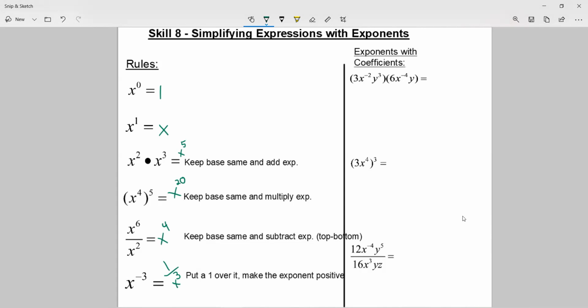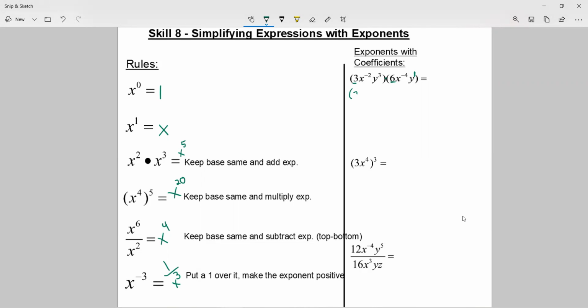And now we're going to go back and pick up more complicated examples of these basic exponent rules when there are coefficients or numbers in front of your bases. So when I look at, I'm multiplying these two terms together, 3x to the negative 2y to the third times 6x to the negative 4y. Again, no exponent. I could stick a little one there for my own sake. My coefficients would be the 3 and the 6. They have no exponents. I am multiplying.